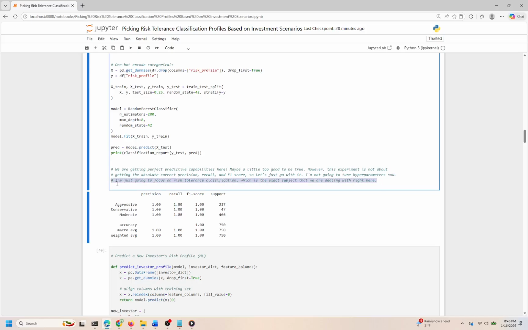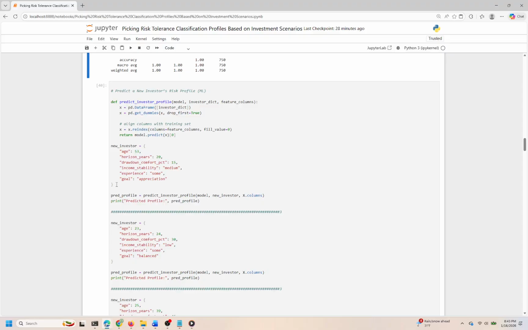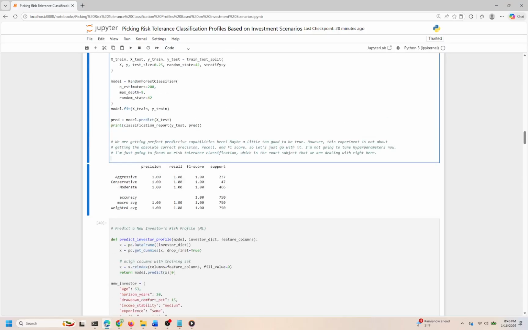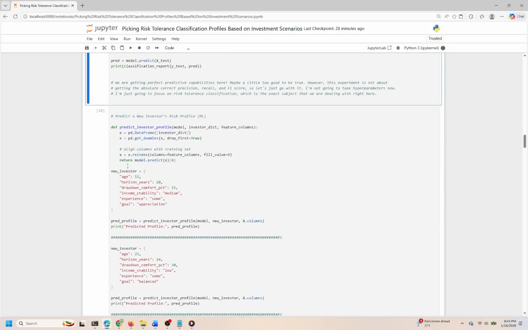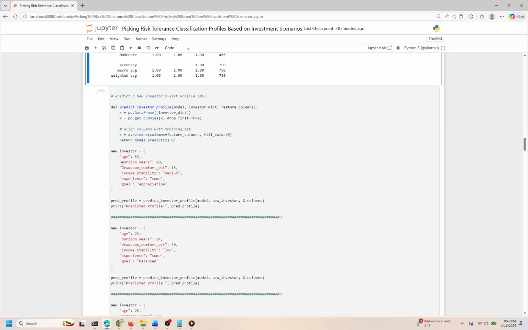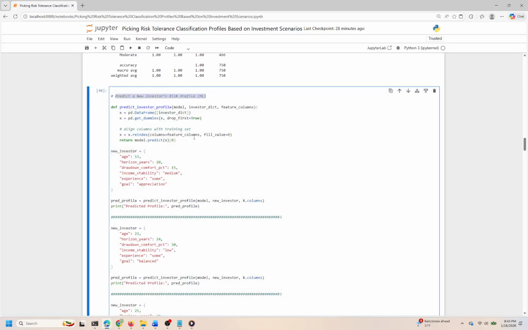Subsequent cells will likely build on this foundation, perhaps delving into model validation techniques or exploring ways to improve our classifier's robustness and generalizability. Cell 8. In this cell, we're diving into the process of predicting a new investor's risk profile using a machine learning model. This step is crucial because understanding an investor's preferences and risk tolerance can significantly enhance the effectiveness of investment strategies.